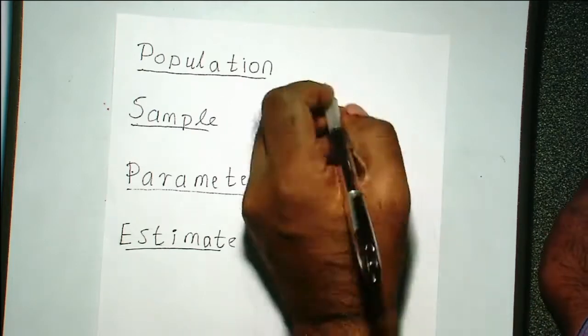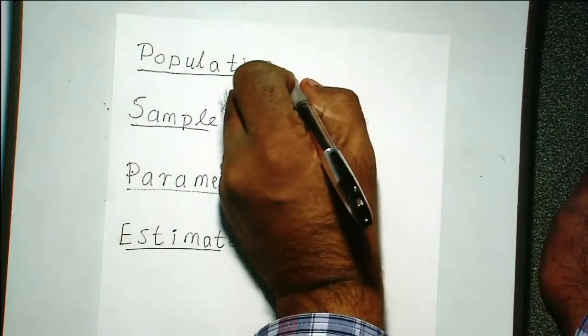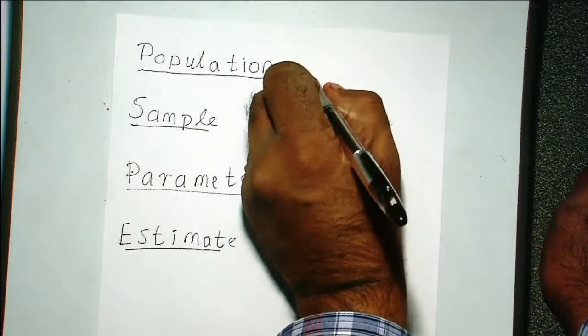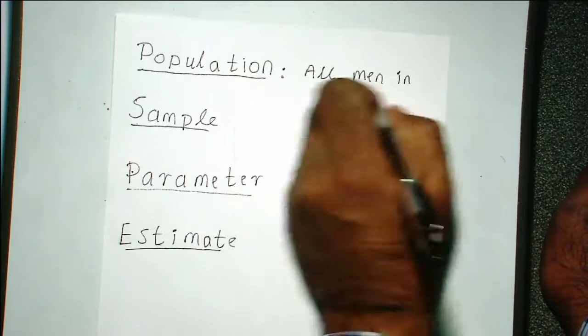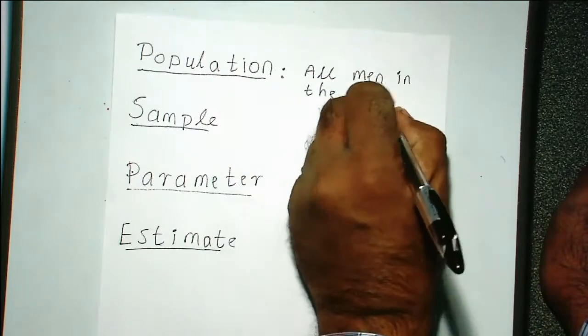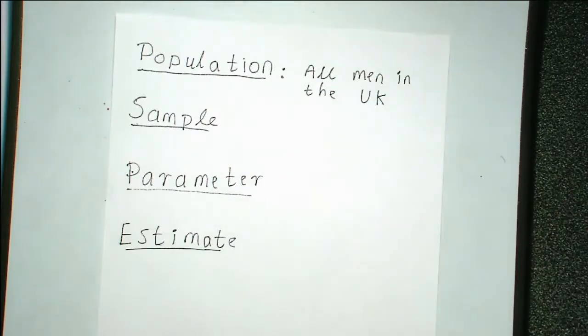Suppose the population could be, one example could be, that all the men in the UK could constitute a population, right? Okay? Because there are millions of men, it's really hard to access the whole population, right? I mean, there are millions of people in the UK, so it's really impossible to access the whole population, right?